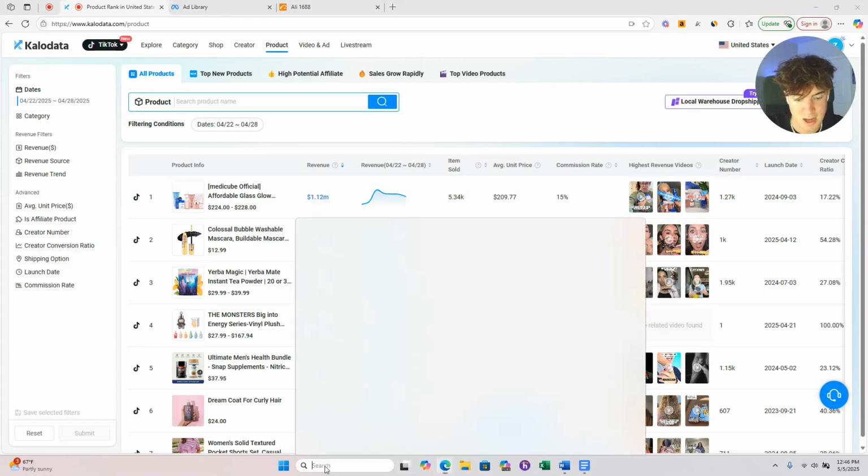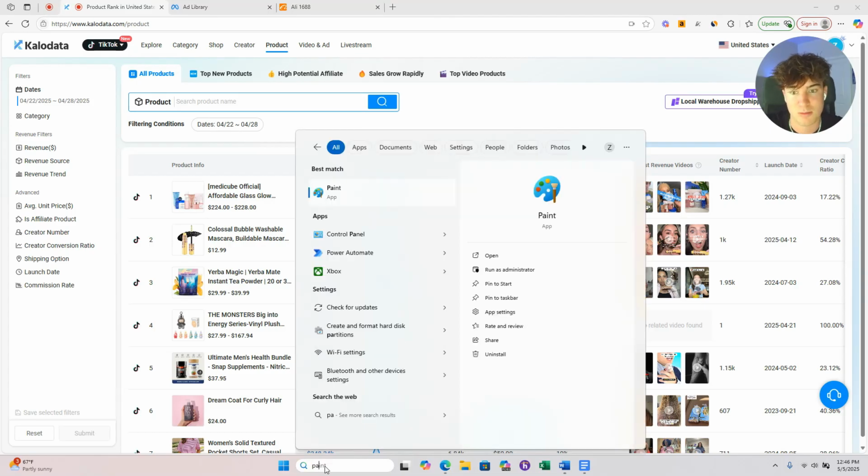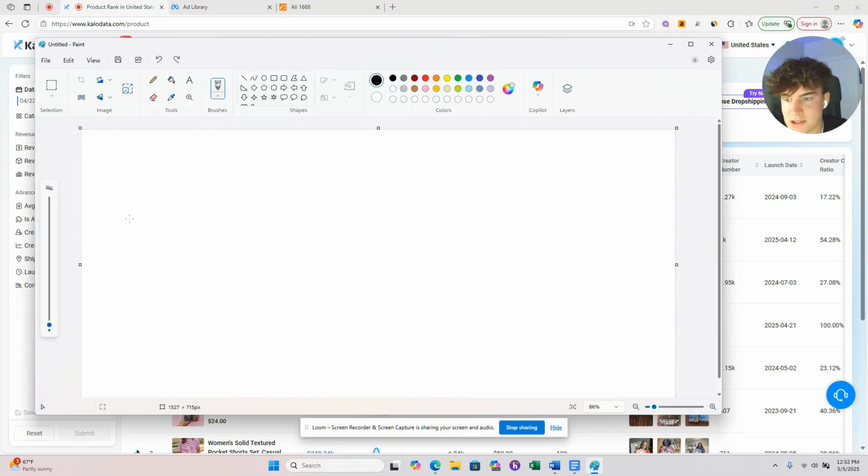So first, I'm just going to go over product criteria. I'll pull up Paint real quick. All right, now that we're over here on Paint, I'm going to be going over the main criteria you want to look for when looking for winning products on Kalodata. The first one, obviously you guys have heard this before, is problem solving. But more than just problem solving, you want to solve something that's a deep desire. If a girl has acne, getting rid of her acne is a deep desire. Or if she needs a foundation for her face to cover up scarring or birthmarks, that's a deep desire problem solving product.